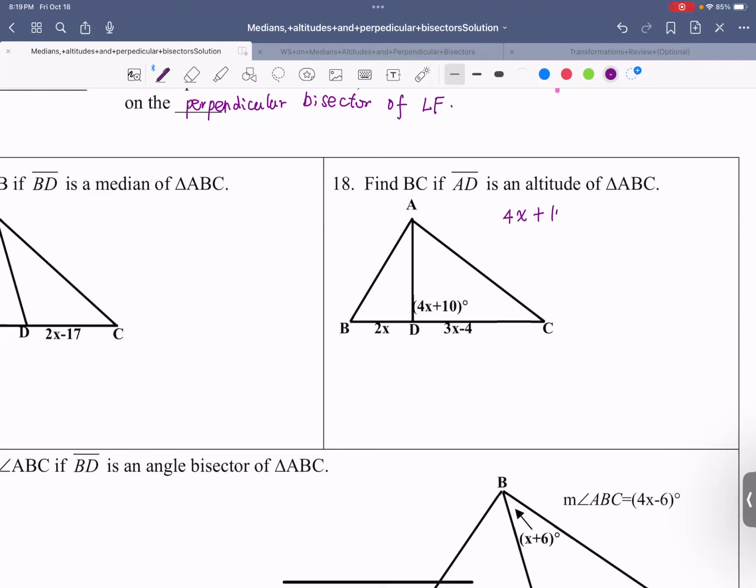4x plus 10 equals 90. So 4x equals 80, x equals 20. Good. Then we can solve BD will be? BD will be 40. DC will be? 60, so 56. Thank you. Now give you a challenge question. We learned this thing. You know this part, you know that part, and I want you to calculate AD. How do we calculate AD?